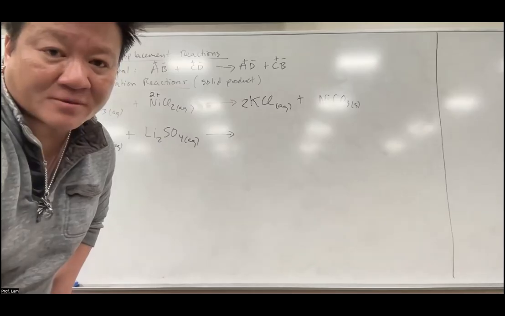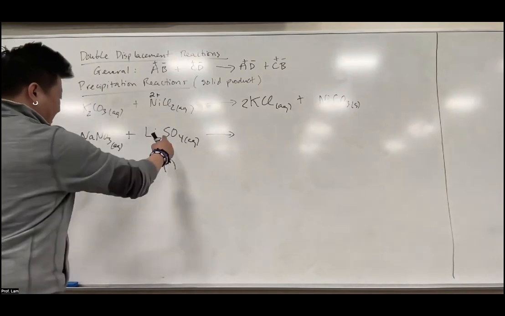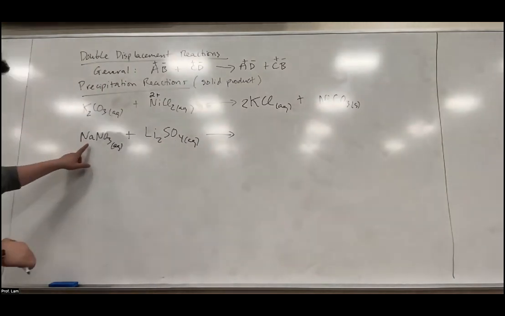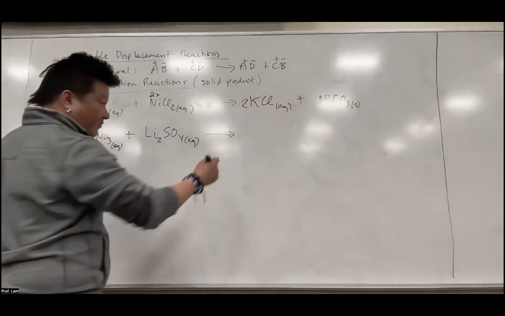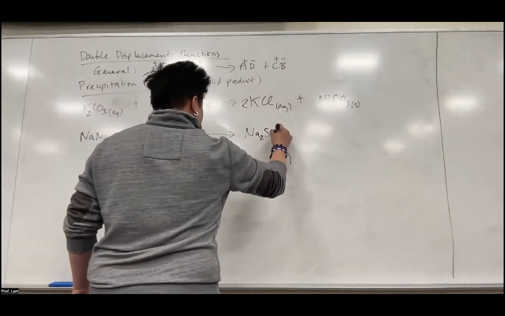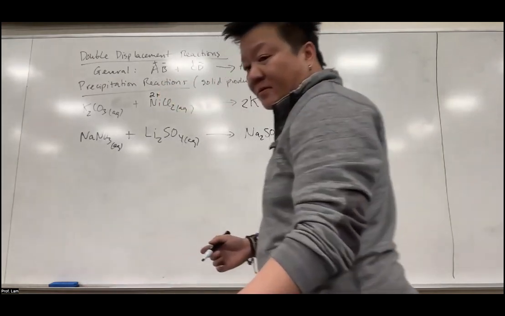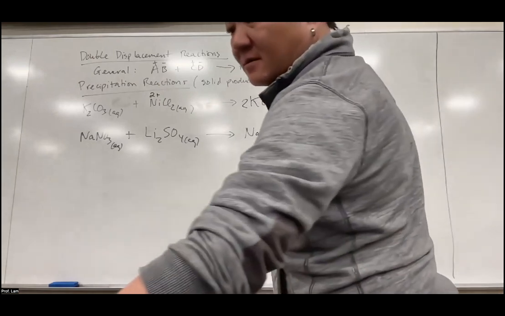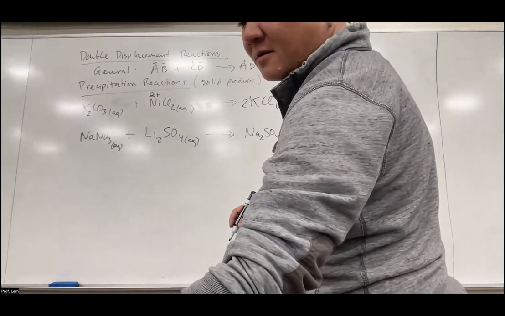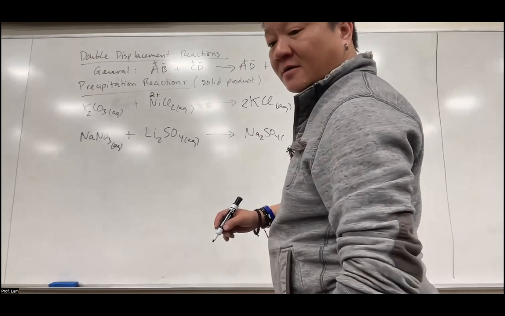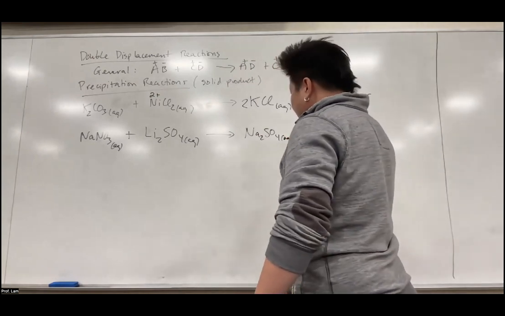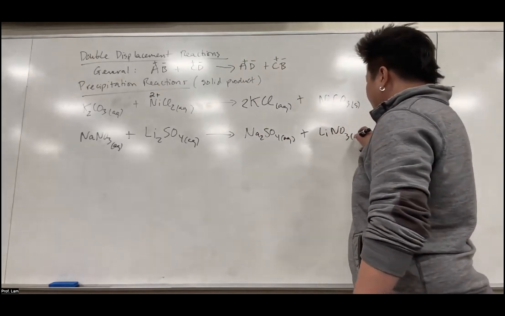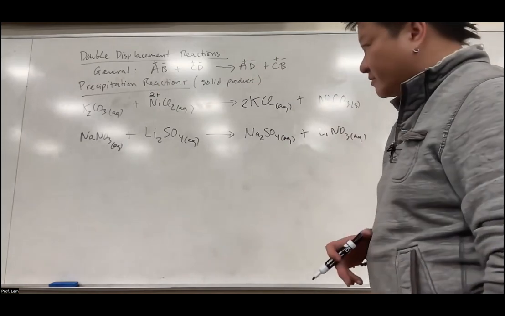Now let's predict the products. Again, the positive has to go with the negative here. So we have sodium sulfate. What is the formula for that? Na2SO4. We look it up, and yes, that's aqueous. And then lithium nitrate, which is also aqueous.